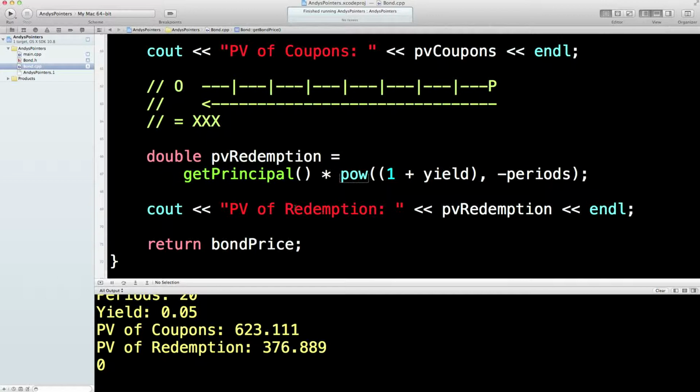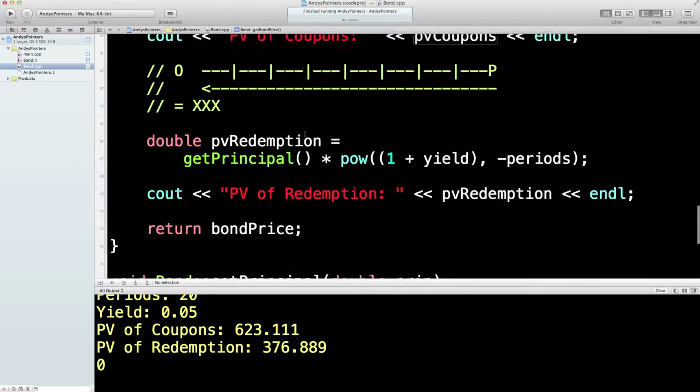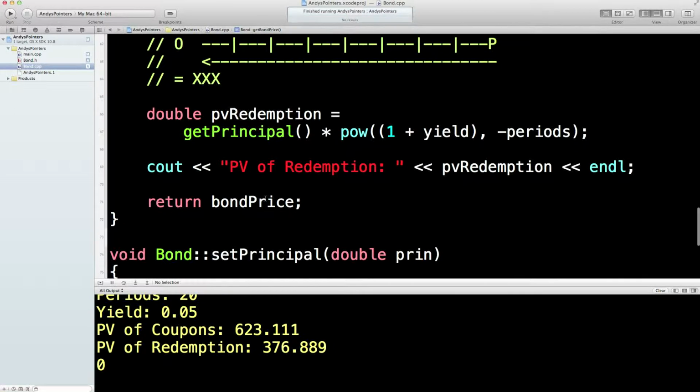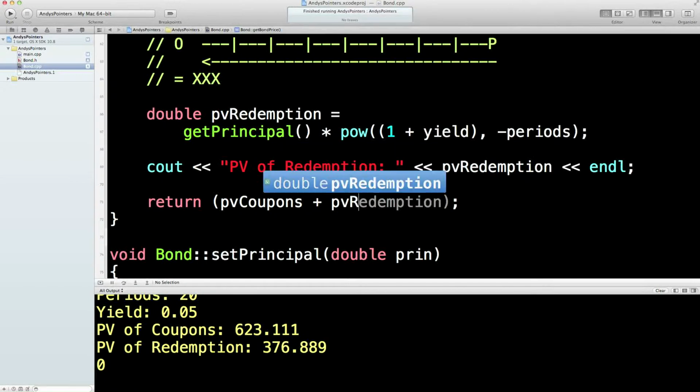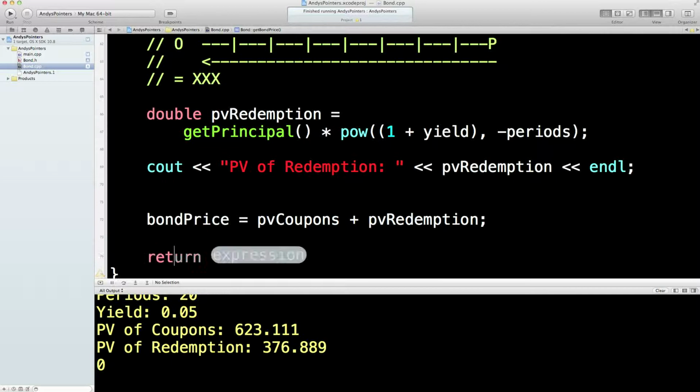Now, to get the price of the bond, it's this added to this. Nice and easy. So I could just return that. I could return PV coupons plus PV redemption, but it's a bit unclean, I think, for the moment. So what I'll do is I'll say bond price is equal to that plus that, return bond price.